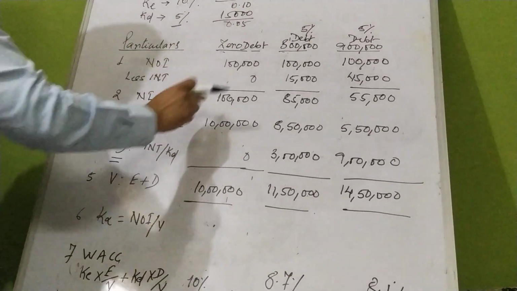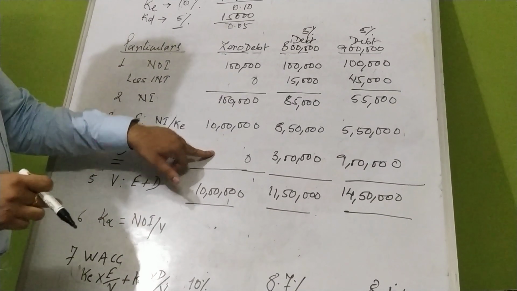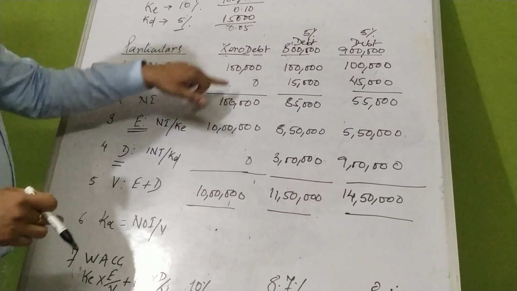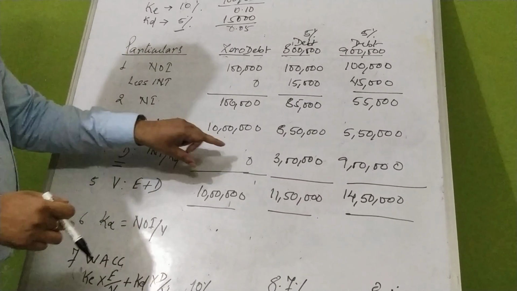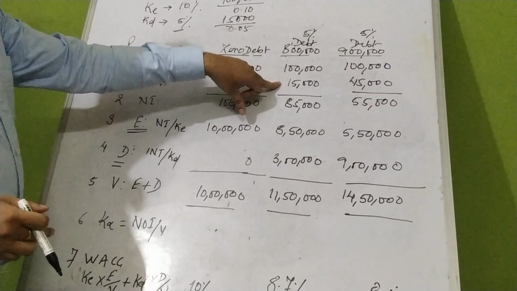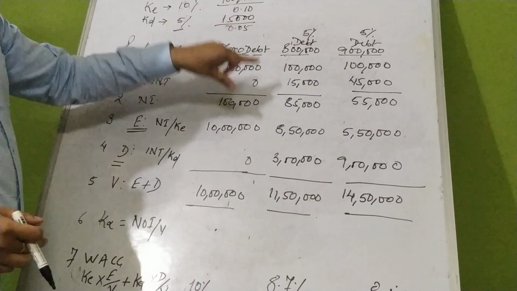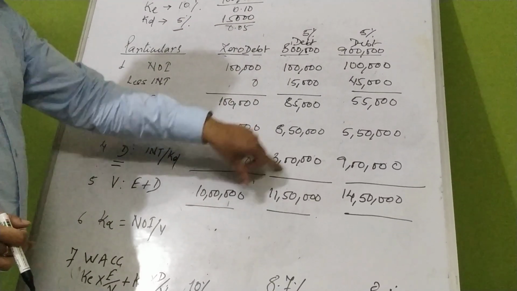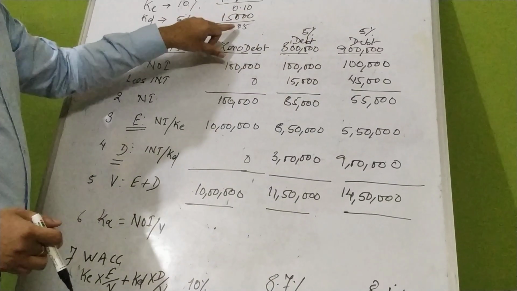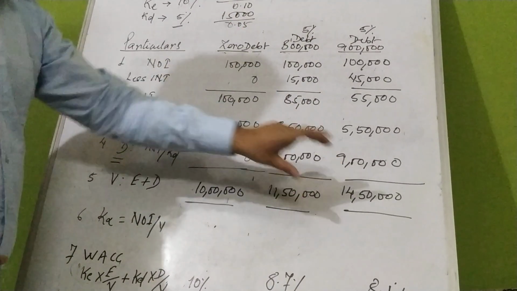Okay. So in the first case, there is no interest. Therefore, the value of debt is also 0. In the next case, the interest is 15,000. So 15,000 divided by 0.05 will be equal to 3 lakh rupees. 45,000 divided by 0.05, that is 5%, will be equal to 9 lakhs.